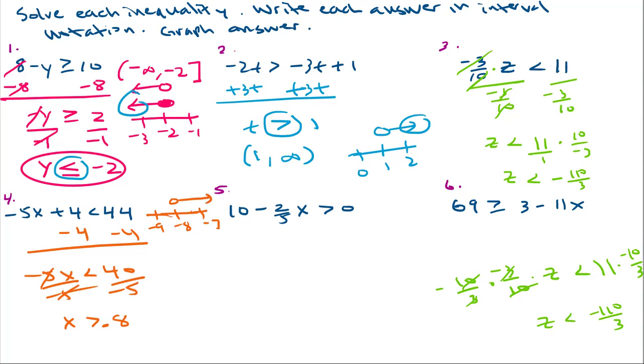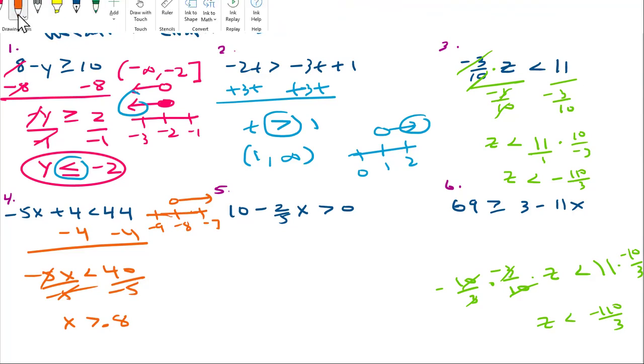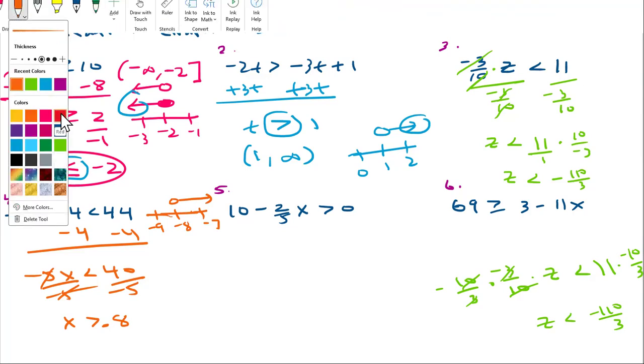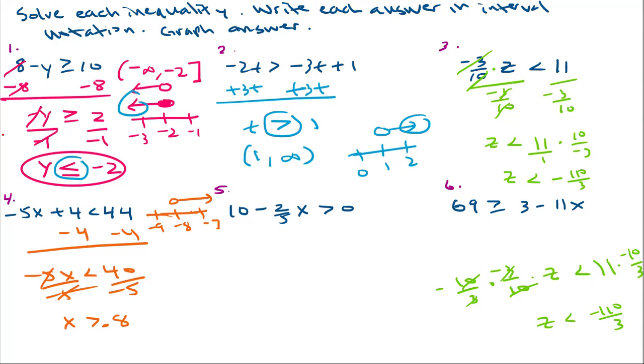For this one, same thing. We need to subtract 10 on both sides. We get -2/5 x is greater than -10. Then I'm going to multiply by the reciprocal. You can divide by -2/5 if you want, but I'm just going to multiply by the reciprocal, so -5/2.